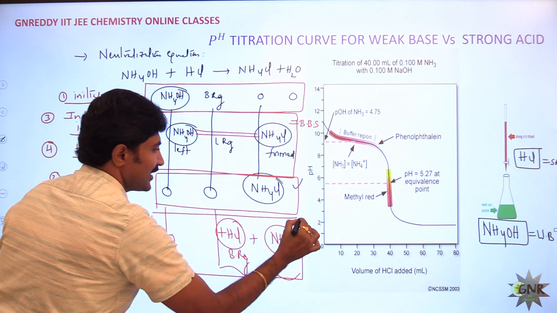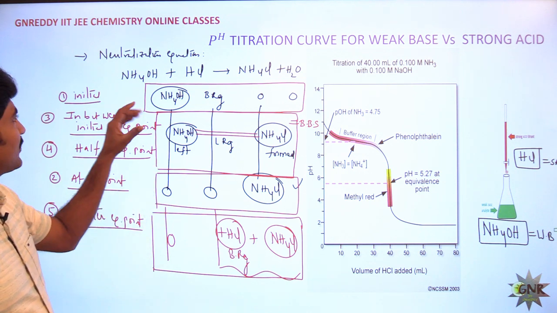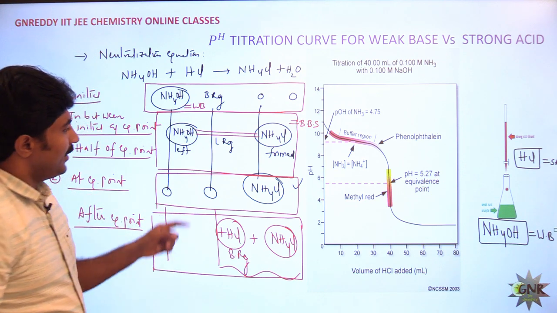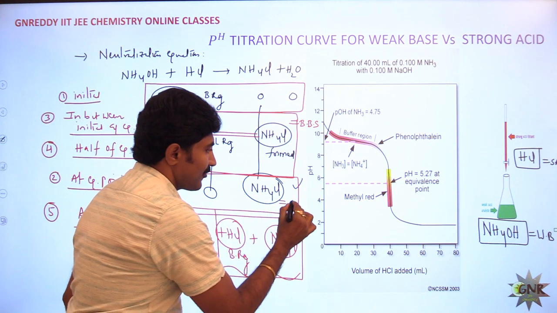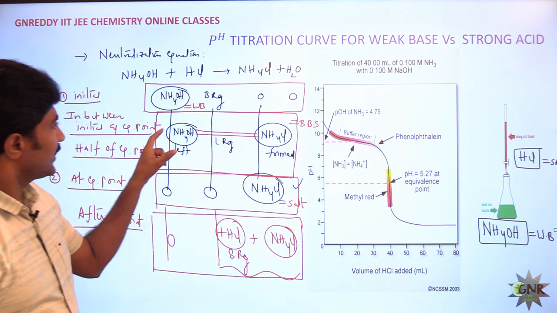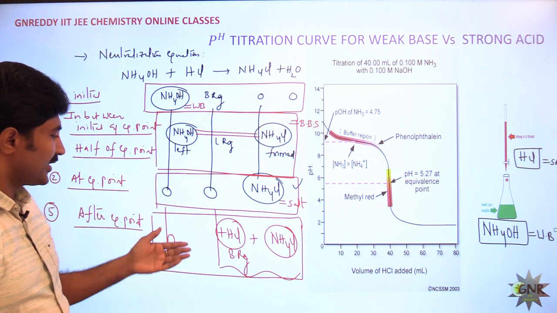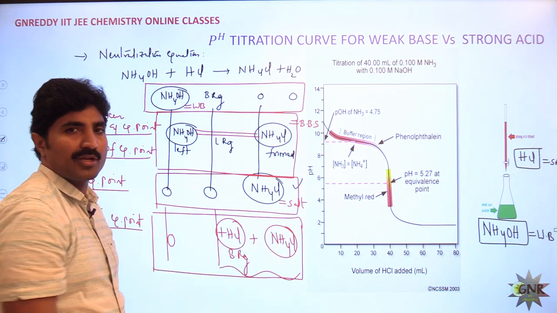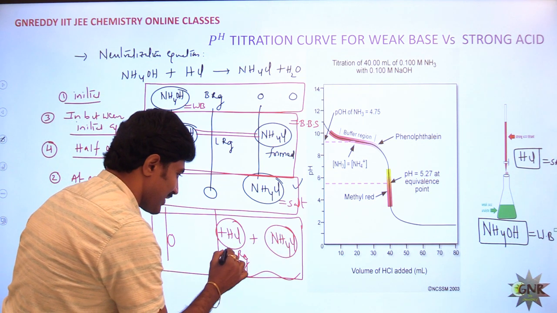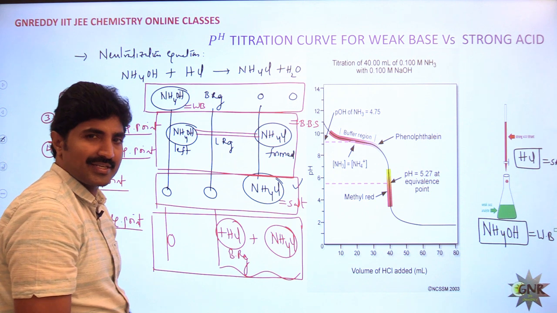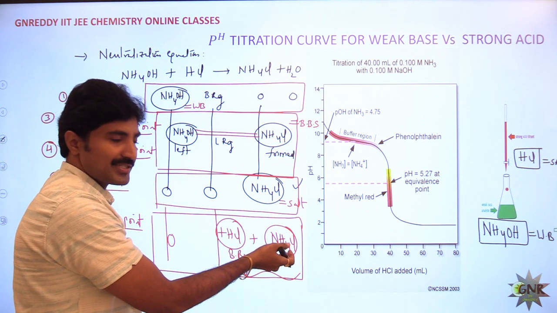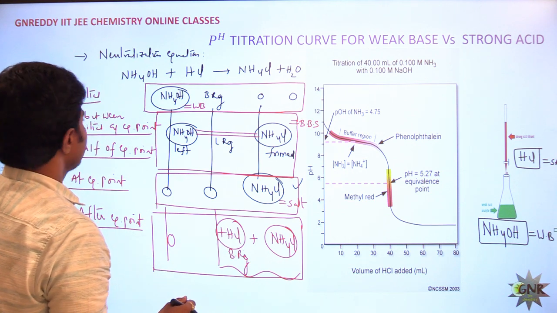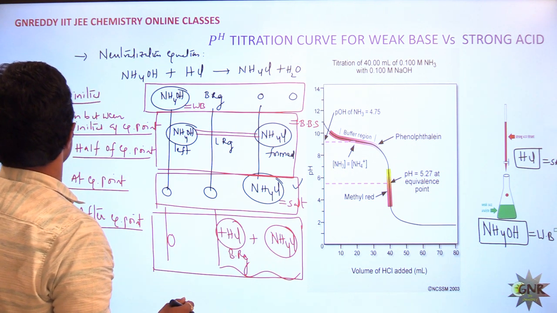So like this you can identify each and every situation: initially only weak base is present, and at equivalence point only salt will be formed, and in between basic buffer solution will be there. After equivalence point, left HCl and formed ammonium chloride are there. You know HCl is a strong acid, ammonium chloride has acidic nature, but compared to HCl this will be suppressed. Therefore indirectly the left HCl should be calculated. Now from this you can calculate all these.